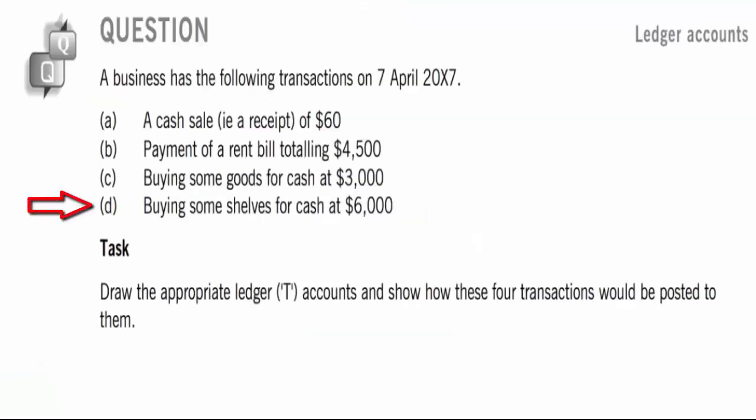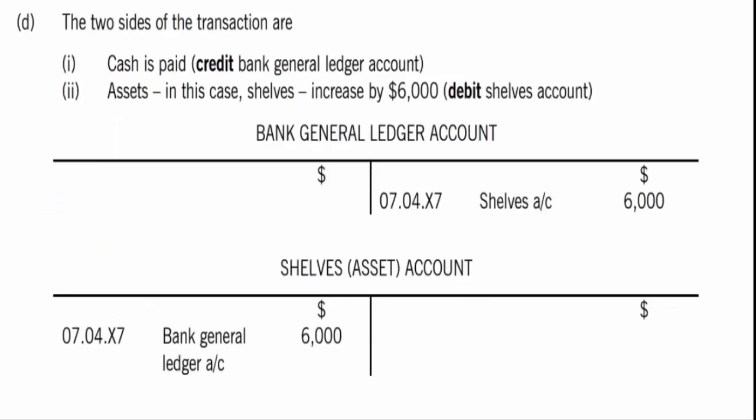Transaction D, buying shelves for cash at $6,000. The business buys shelves for $6,000. Here's what happens. 1. Cash, an asset, decreases because $6,000 is paid. This is recorded as a credit in the bank general ledger account. 2. Shelves, an asset, increase because the business now owns new shelves. This is recorded as a debit in the shelves account. How it's recorded in the ledgers: bank general ledger account, credit $6,000 to the shelves account. Shelves account, debit $6,000 from the bank general ledger account.